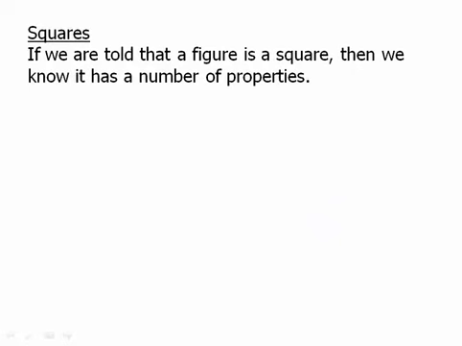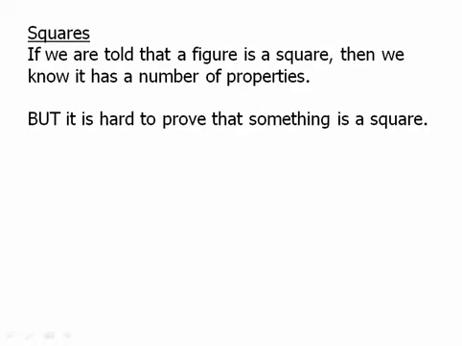If we are told that a figure is a square, now that's amazing. If the test problem actually says this shape is a square, they're giving us a ton of information. And that is a really powerful thing to know. There's all kinds of geometry facts we know if we simply have the information that a shape is a square. But it's very hard to prove that something is a square.